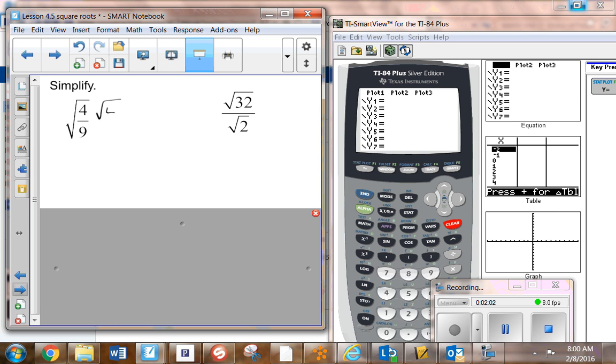We break this up into the square root of 4 over the square root of 9. Well, what's the square root of 4? What's the square root of 9? That's not a big deal.